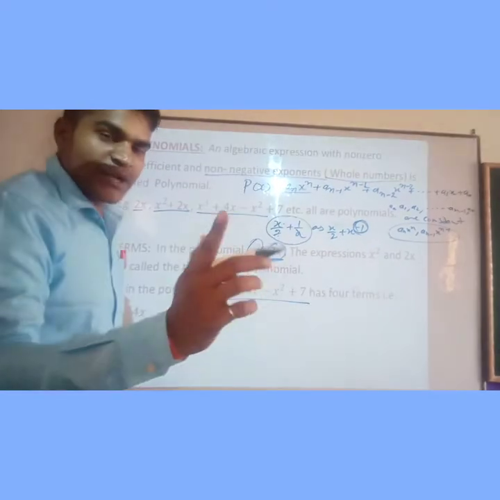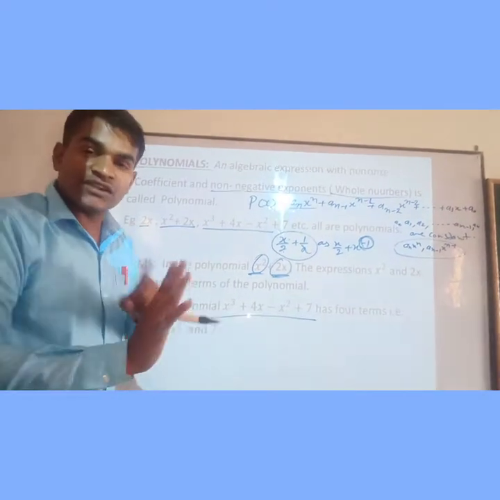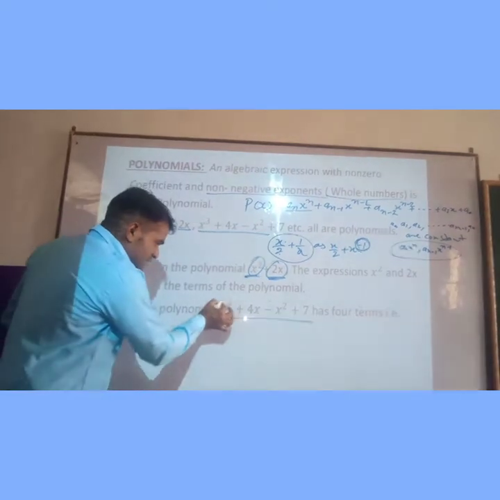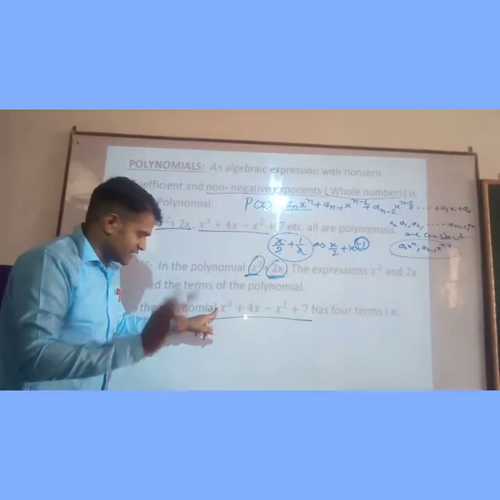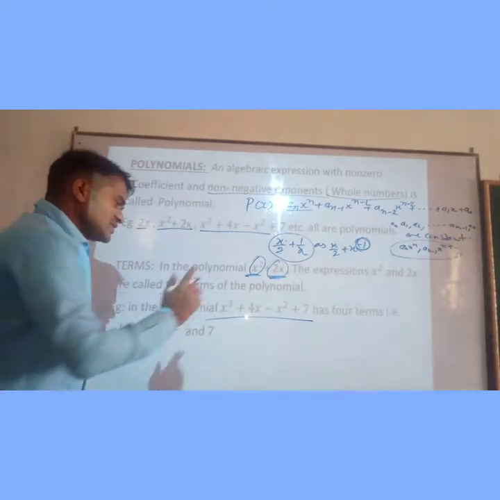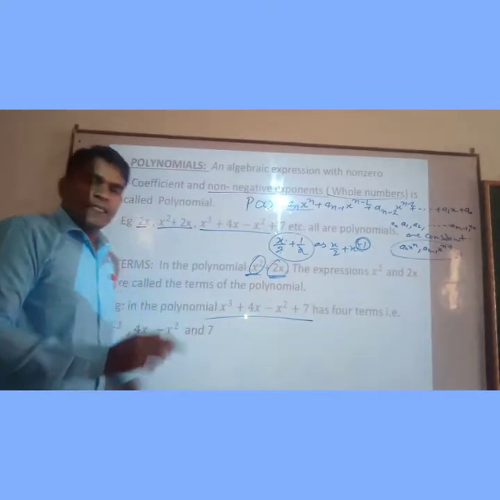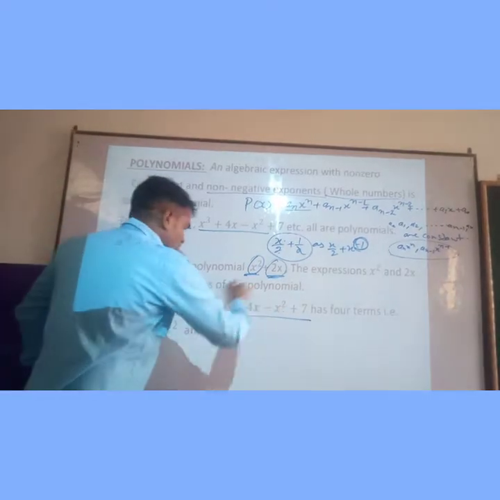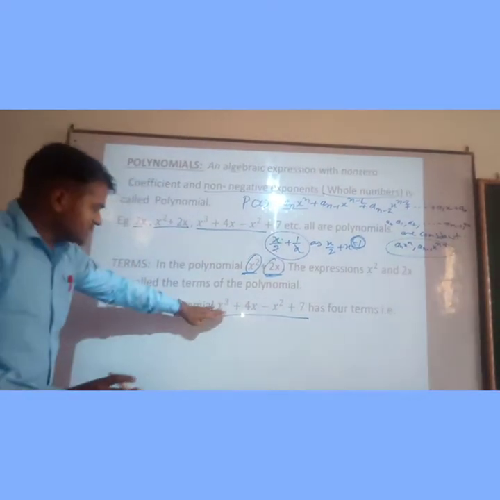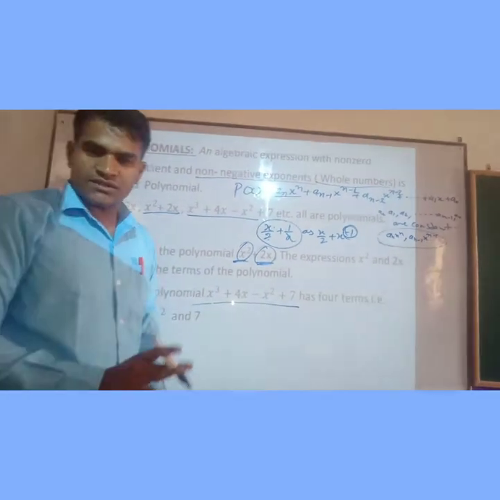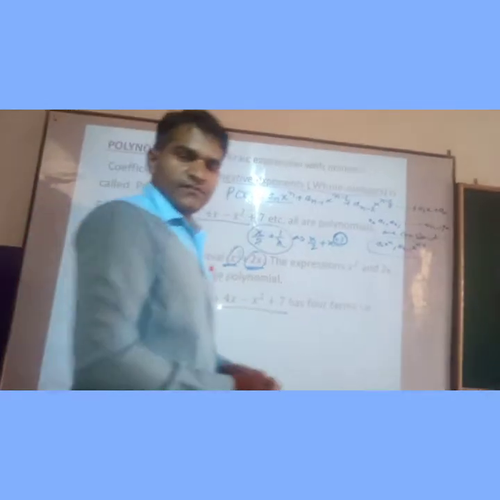These terms are separated by plus or minus signs only. They are not separated by multiplication or division. So x^3 is a term, 4x is a term, minus x^2 is a term, and plus 7 is a term of this polynomial. So how many terms are there? 4 terms. Is it clear? Okay.